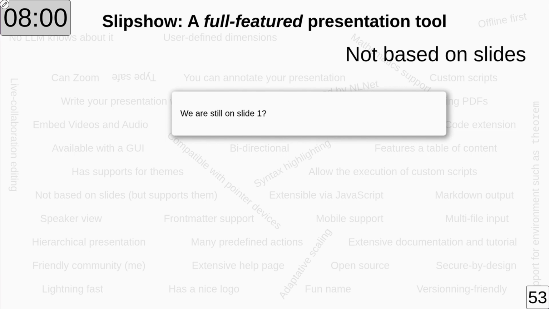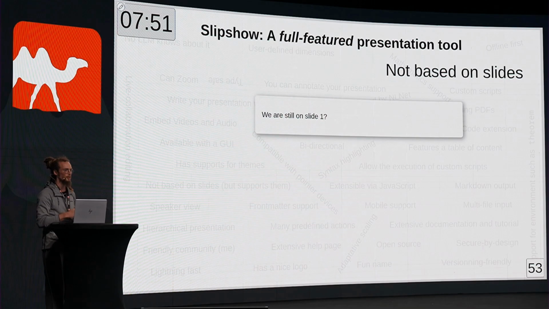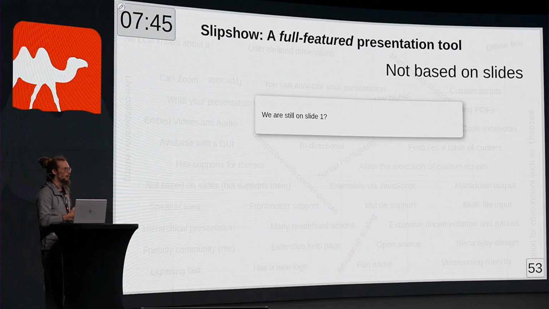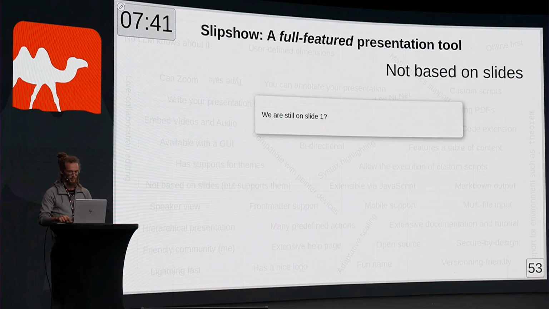It is not based on slides, so here we are on step 53. The idea is that we are not using a discrete presentation where every time we remove everything and just show the next one. We are relying on a more continuous paradigm for displaying what we want for our story, the thing we want to say.